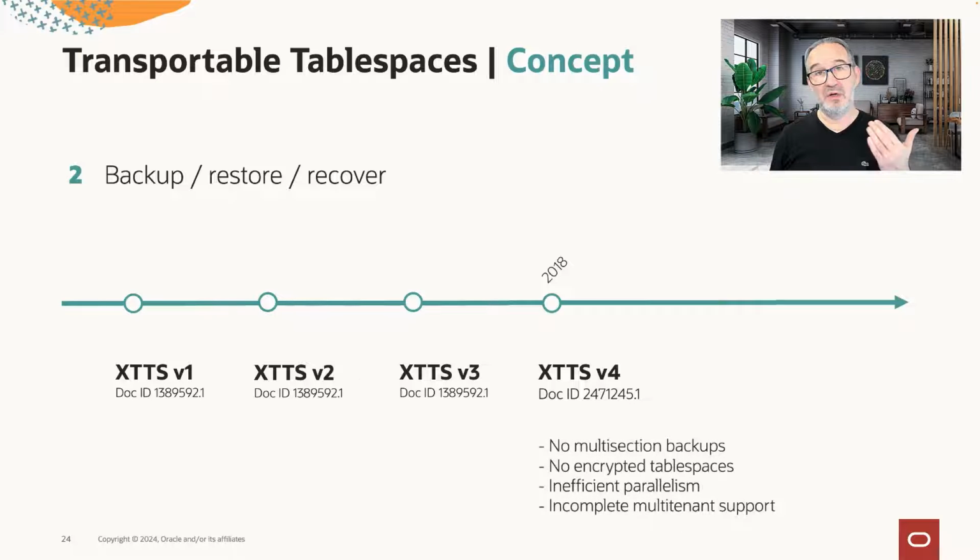There is no support for multisection backups. There is no support for going cross-endian. So tablespaces created on SPARC can't be restored and converted to Linux or Exadata, for instance. Then we deal with an inefficient parallelism, and finally, going into several PDBs in a target was not supported either. So it was time to do a cut.